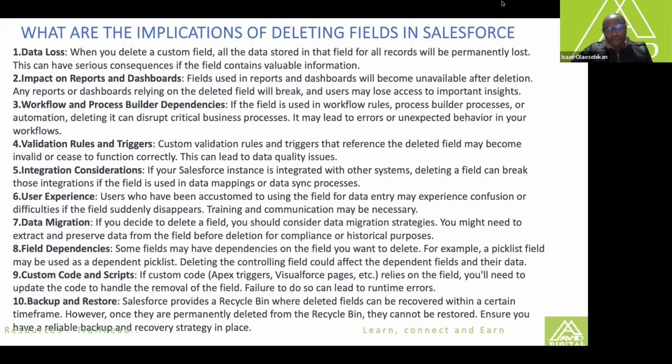Then what about field dependency? There is field dependency when you have one field depending on another field. For example, a picklist field may be used as a dependent picklist. Deleting the controlling field, that's what we call it. That's a kind of relationship we can refer to as a controlling field among different picklists. You can have two picklists that depend on one another. If one is deleted, then automatically that particular picklist relationship is going to be disrupted.